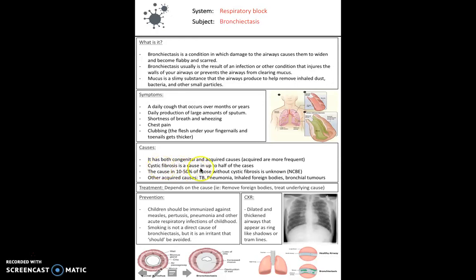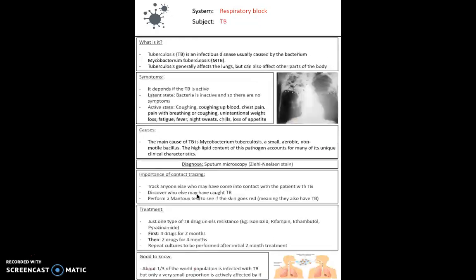As for causes, usually cystic fibrosis is the cause in around 50% of cases. The other 50% of cases could be congenital or acquired, and the acquired causes are TB, pneumonia, inhaled foreign bodies, those kinds of things. In terms of treatment, again, it links back to the cause, so depending on what the cause is, you can manage it going forward from there.